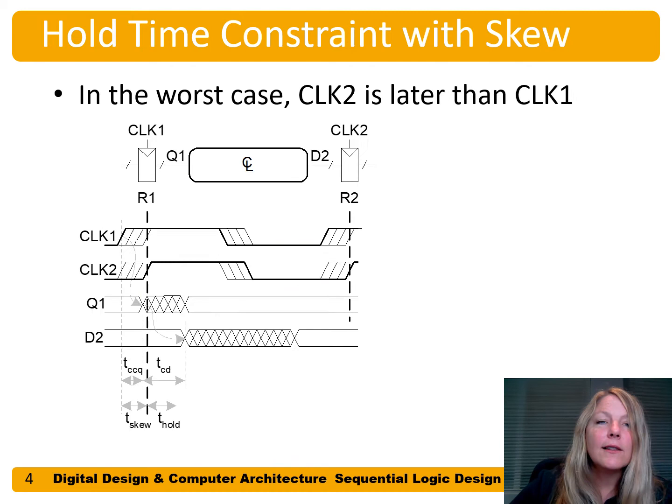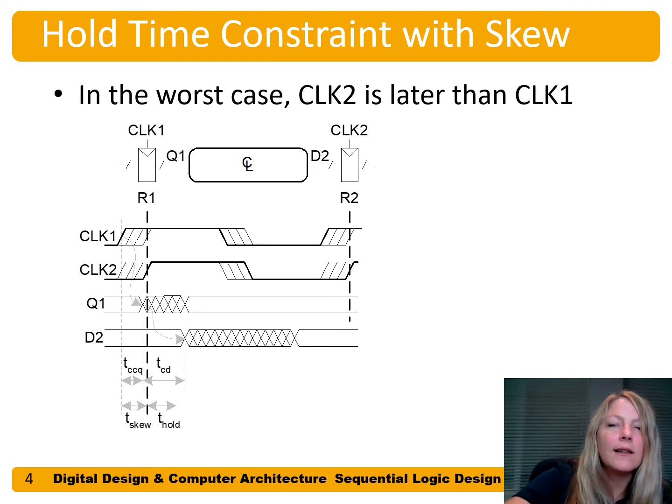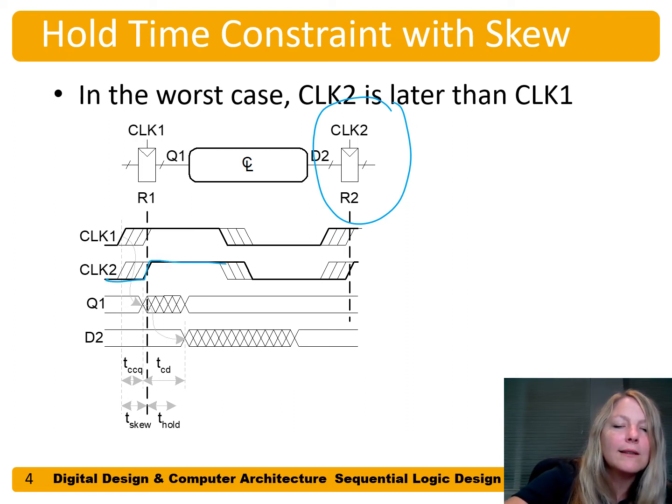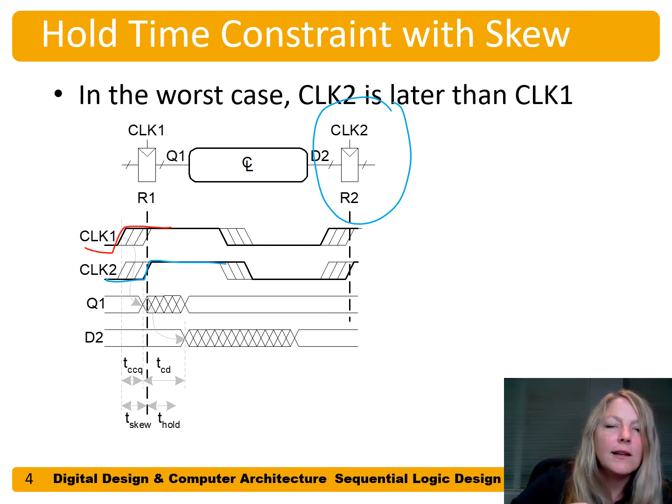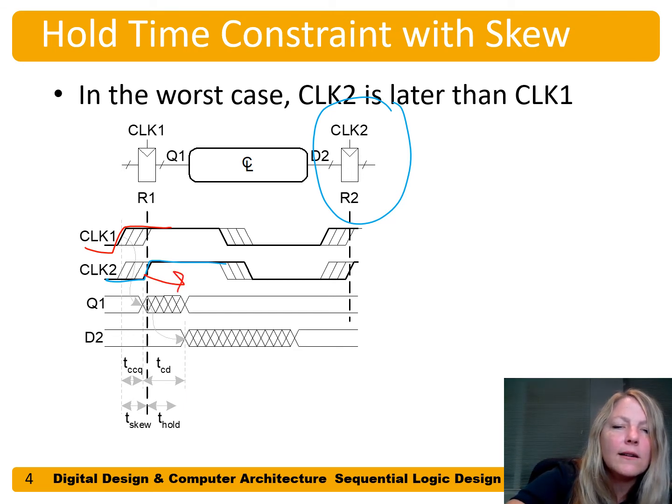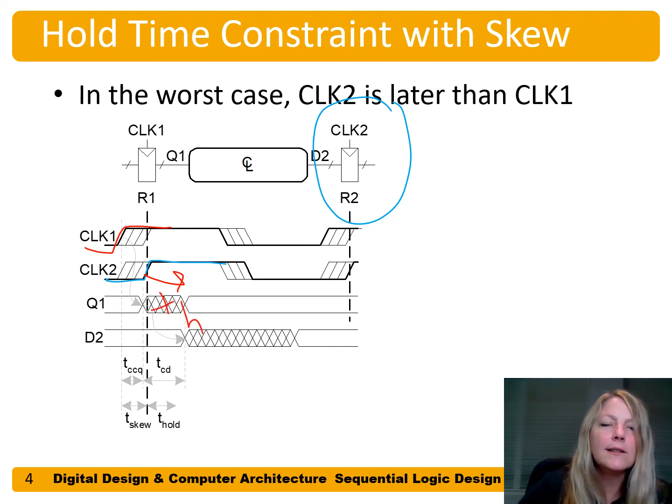So now let's consider the hold time constraint with skew. In the worst case, clock 2 is later than clock 1. Clock 2 here is, again, the clock going into R2. With the hold time constraint, we're worried about this near edge, the same clock edge. And so clock 2 still has this hold time constraint, T hold, let's call it TH.